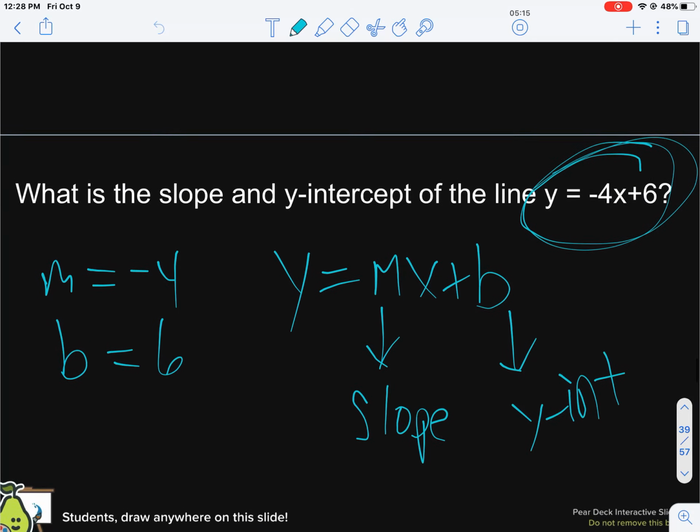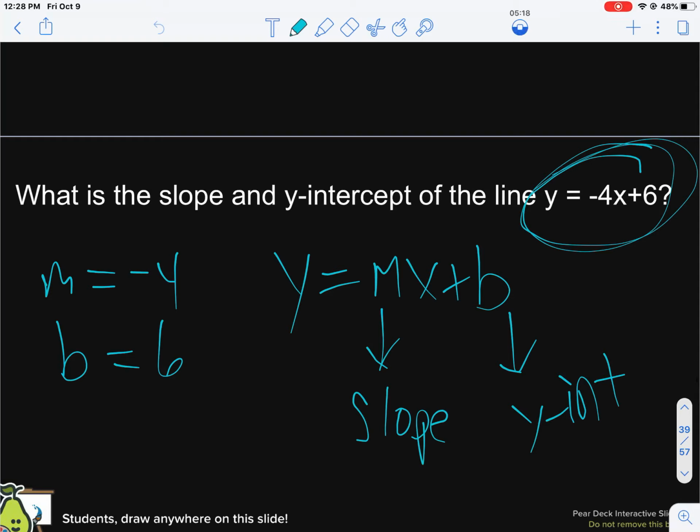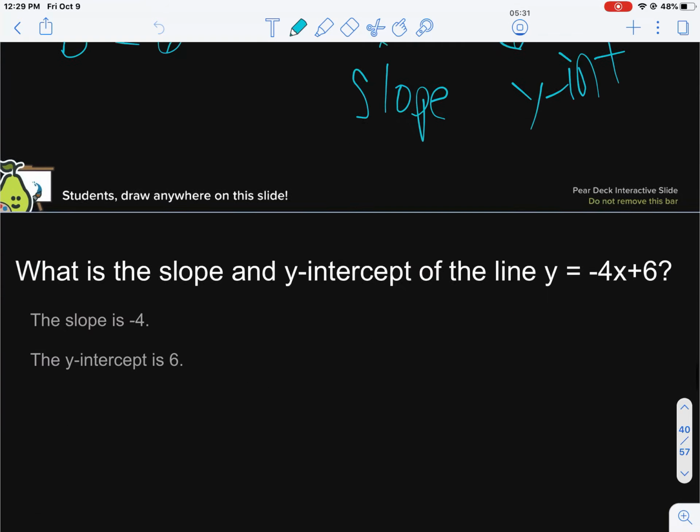So, if I wanted to find the slope and y-intercept of y equals negative 4x plus 6, negative 4 is where the m usually is, 6 is where the b usually is, so the slope is negative 4, and the y-intercept is 6.